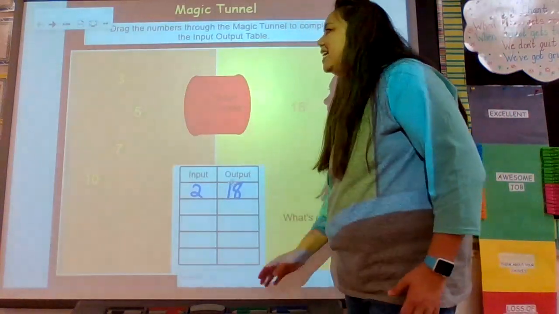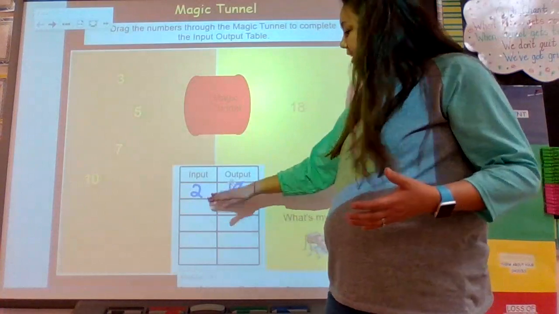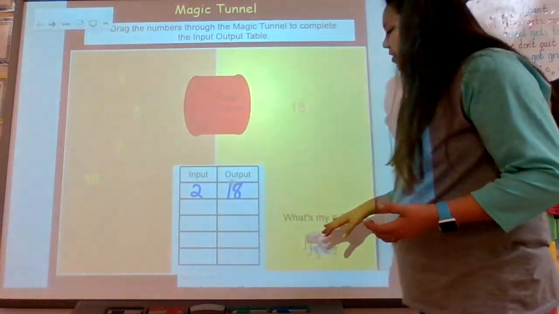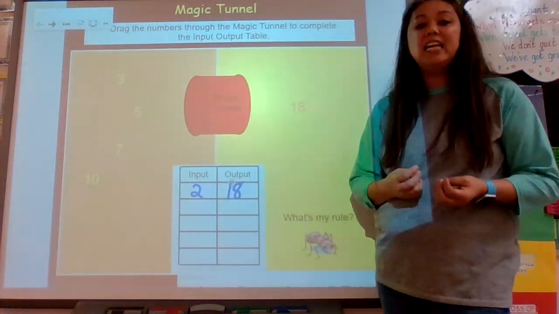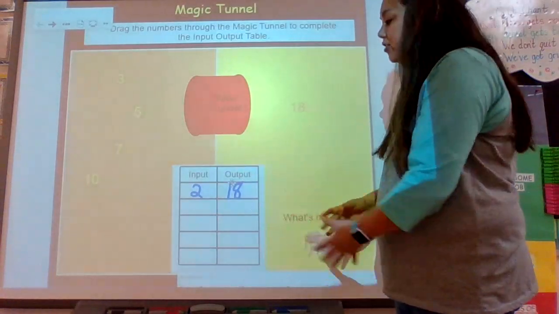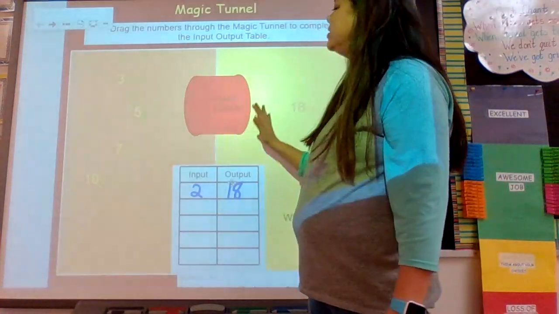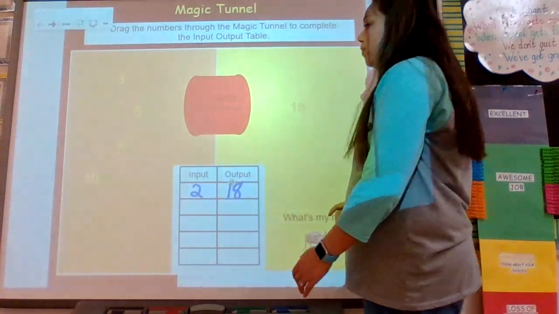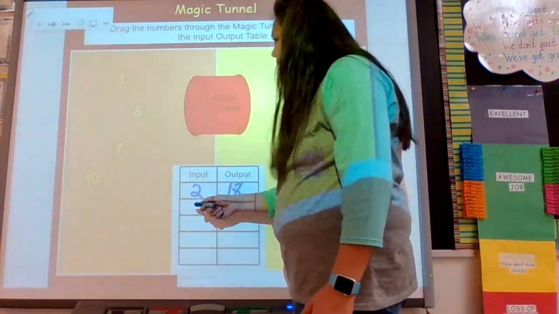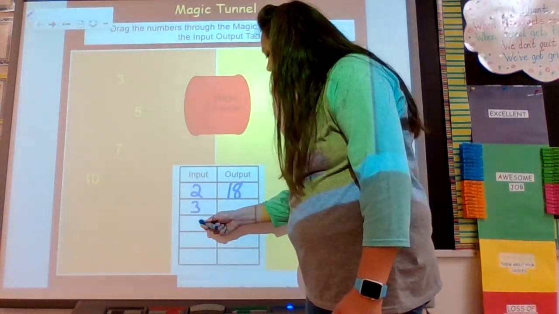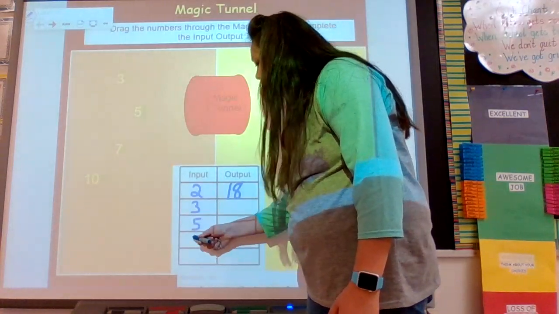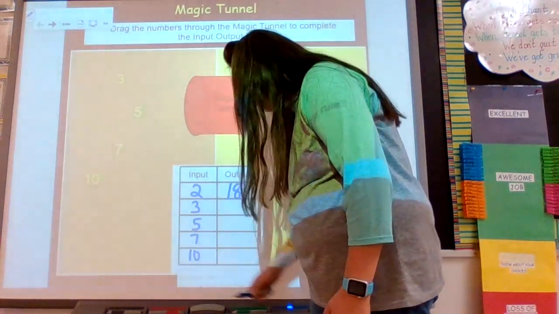So I'm going to put all these numbers in, and we're going to write, and we're going to come up with what's happening in that chart. What's the relationship between these numbers? What's the function inside this machine? What's happening? So let's see. I'm going to put a 3 in next, then a 5. I'm just going to get this filled out, then a 7 and a 10.